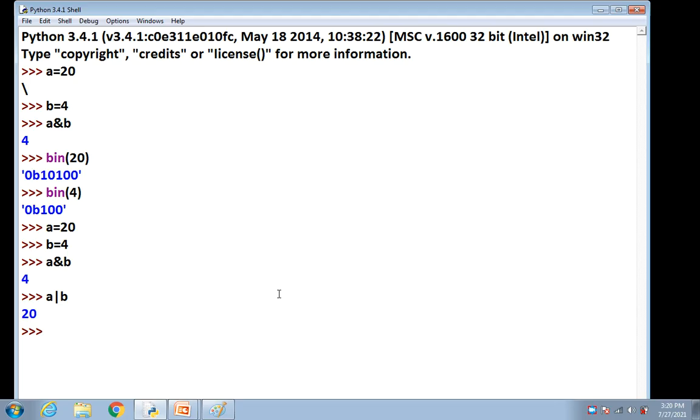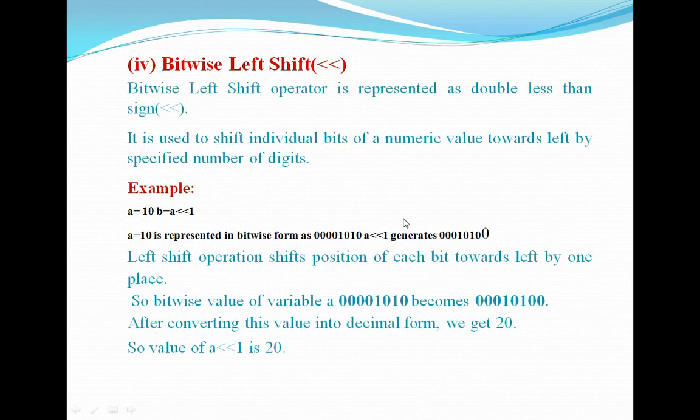Let's again calculate this. A, the caret sign, which you will get above 6, and B, your answer is 16. I think you can calculate this because I have already told you in the AND case and OR case. So this calculation I think you can do on your own. So the answer is 16.